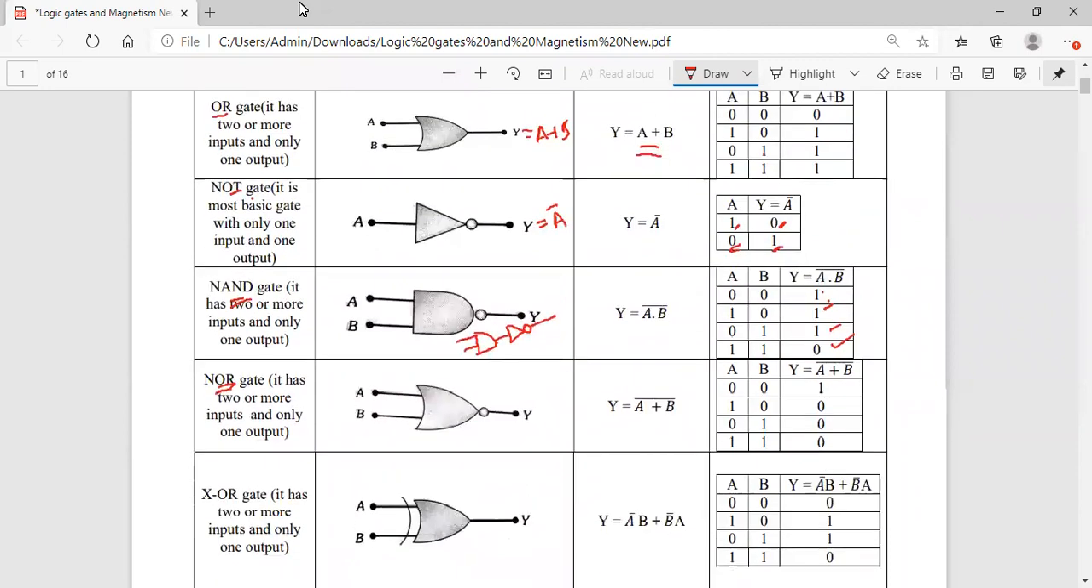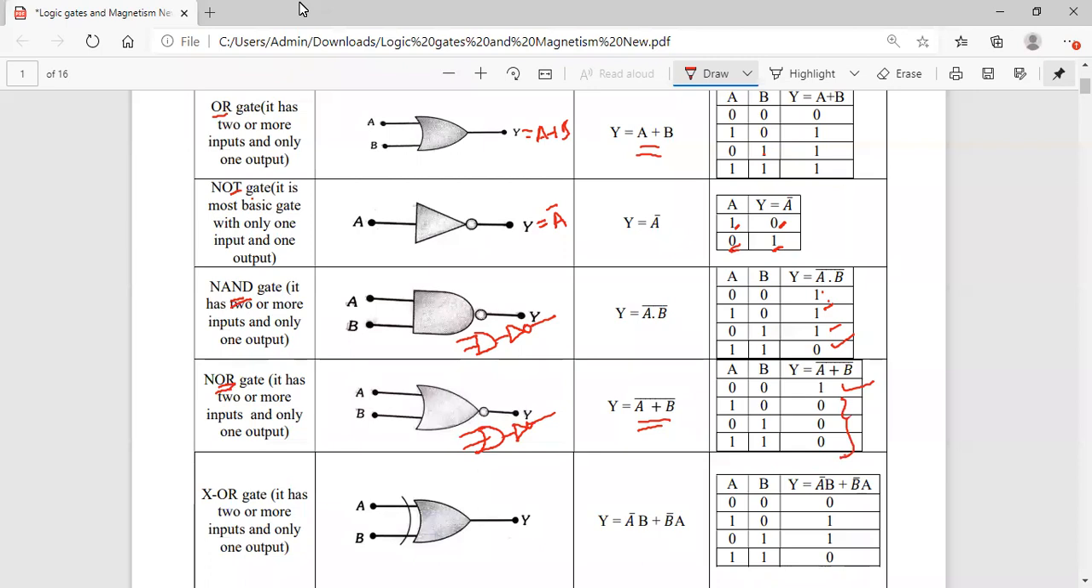Next, the NOR gate. The NOR gate is an OR gate followed by a NOT gate. This is the circuit symbol of the NOR gate. This is the Boolean equation, Y equals A plus B bar, and this is the truth table. If both the inputs are low, output is high. If any one of the inputs is high, then the output is low.